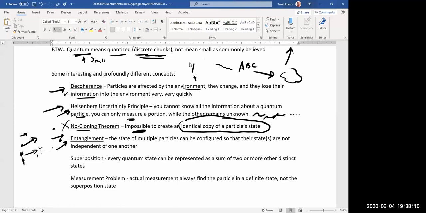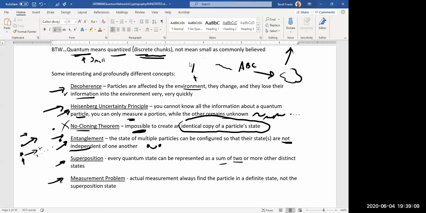Another important feature that I'll try to show an application for in a few minutes is the notion of entanglement, and that is, if I had two particles, I can entangle them so that the states of the two particles are not independent of one another, aka they are correlated in some way. And then superposition, where each quantum state can be represented as a sum of two or more other distinct states, and that's where you see the ket notation when we're programming a quantum computer.